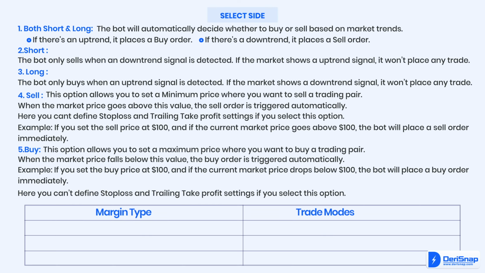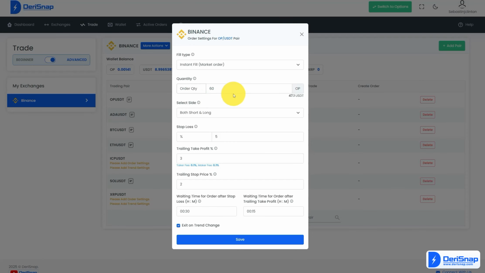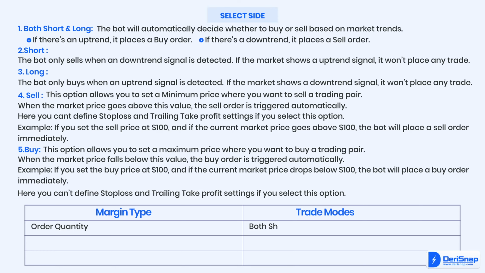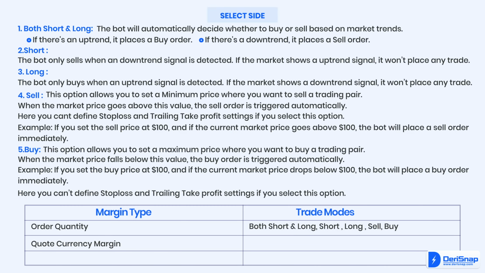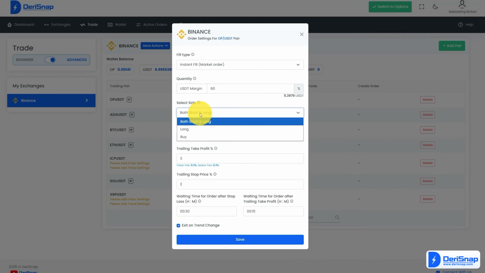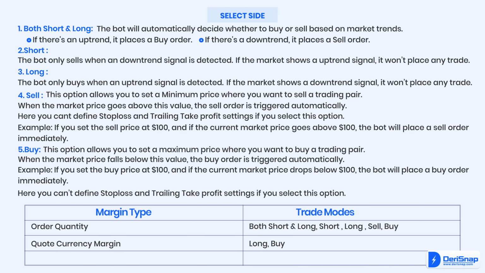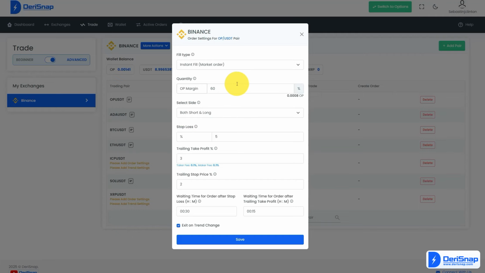You can set the nature of your trade based on the margin style you choose. If you select order in the quantity section, you can trade in both, short, and long, choose short, long, or simply go for a direct sell or buy option. If you select quote currency margin, you can only define your trades as long or choose the buy option. And if you select base currency margin, you can only define your trades as short or choose the sell option.